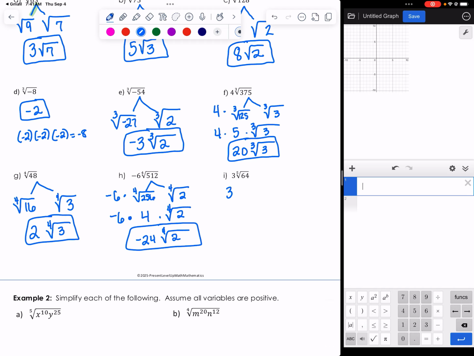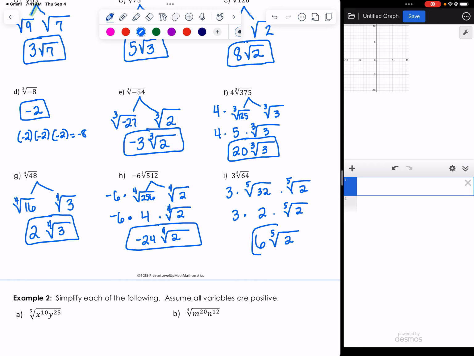I broke it down to 3 times the fifth root of 32 times the fifth root of 2. Then I broke that down further by saying 3 times 2 times the fifth root of 2. And then my final answer, 6 times the fifth root of 2.